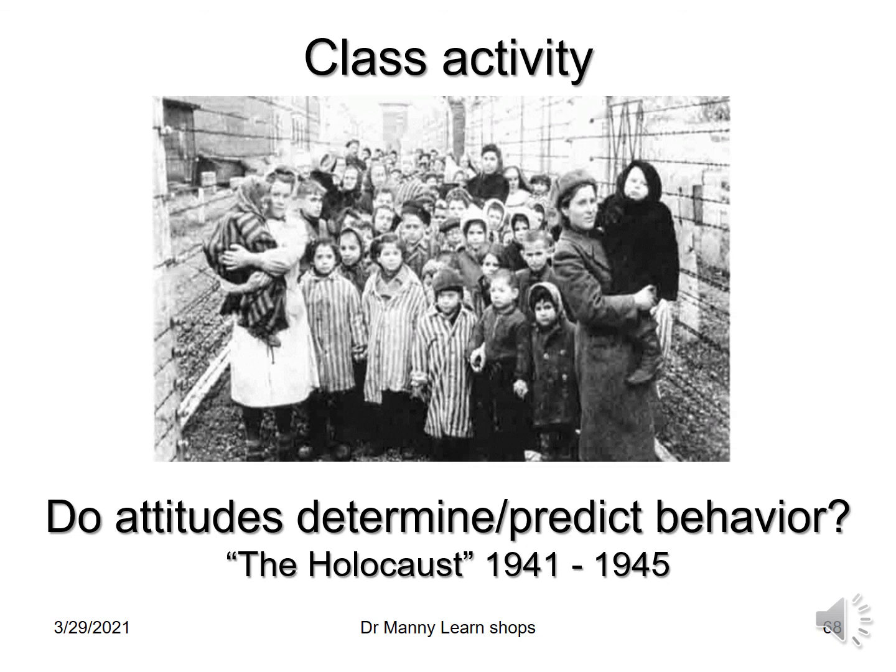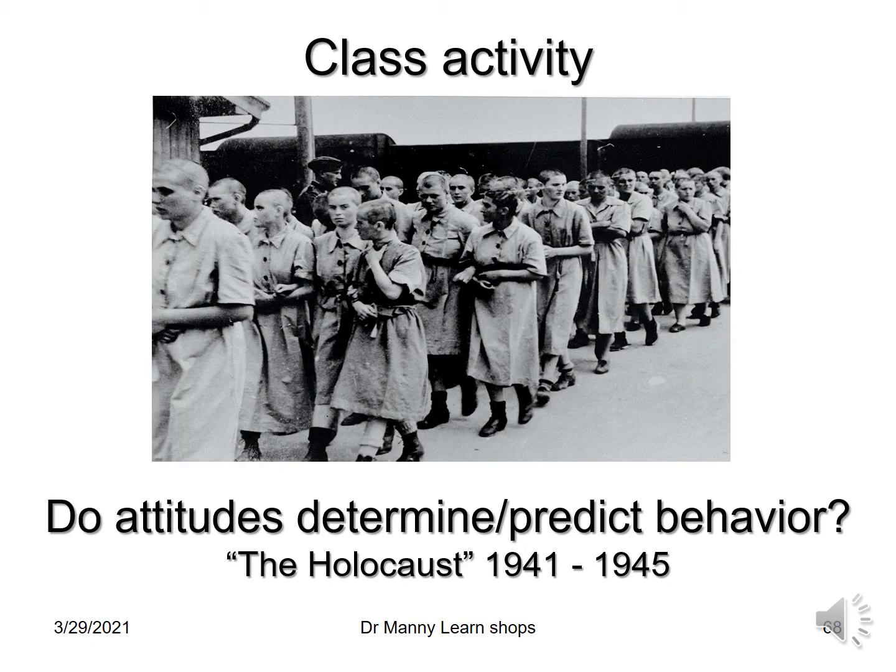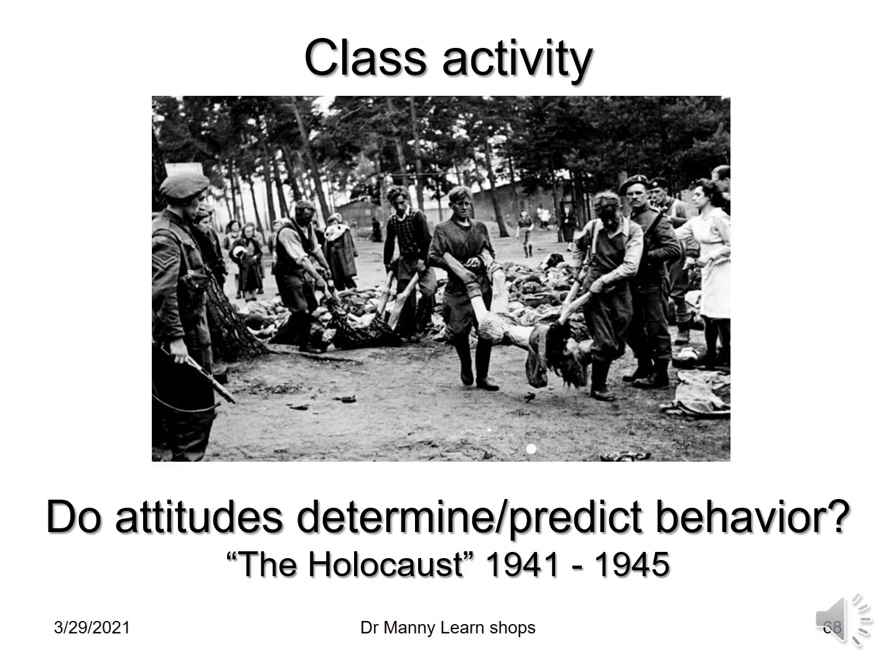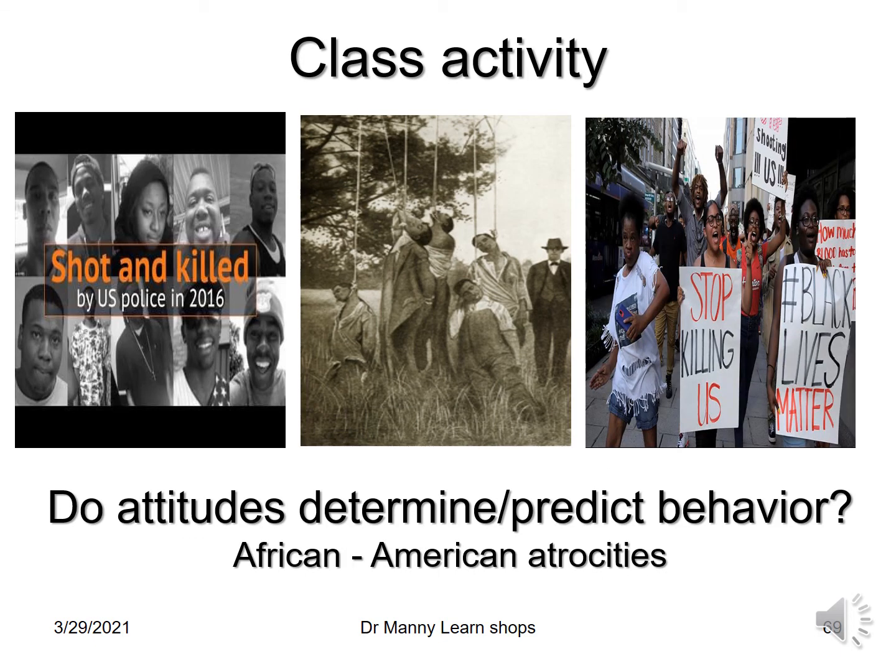This was the Holocaust, Second World War. Human behaviour. The Nazis in Germany, Second World War, murdered approximately 7 million Jews because of their race, their beliefs. Do attitudes determine or predict behaviour?